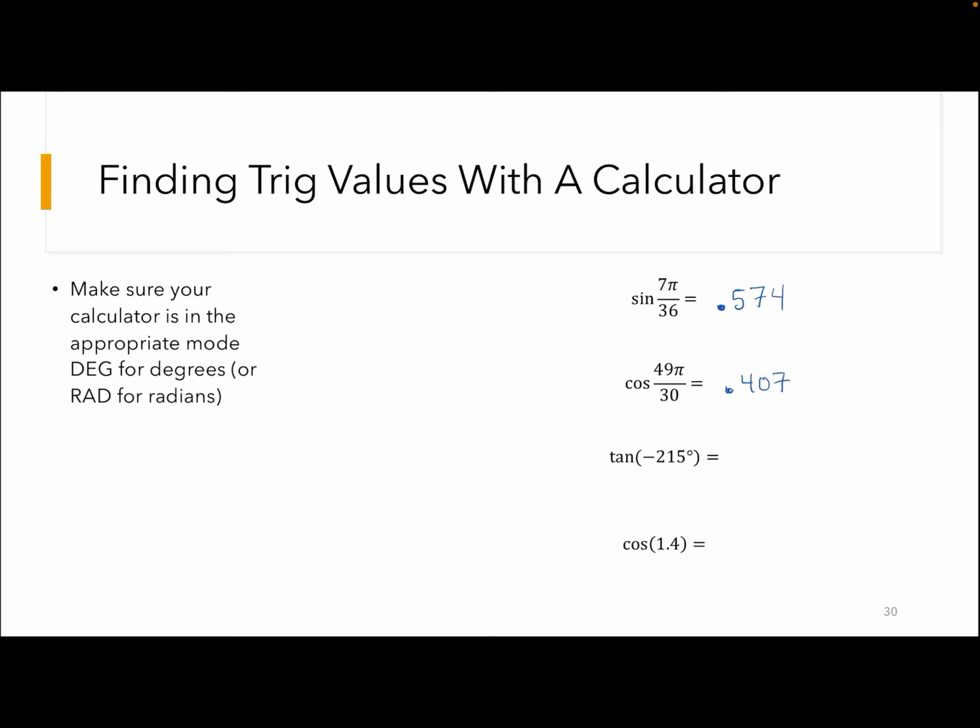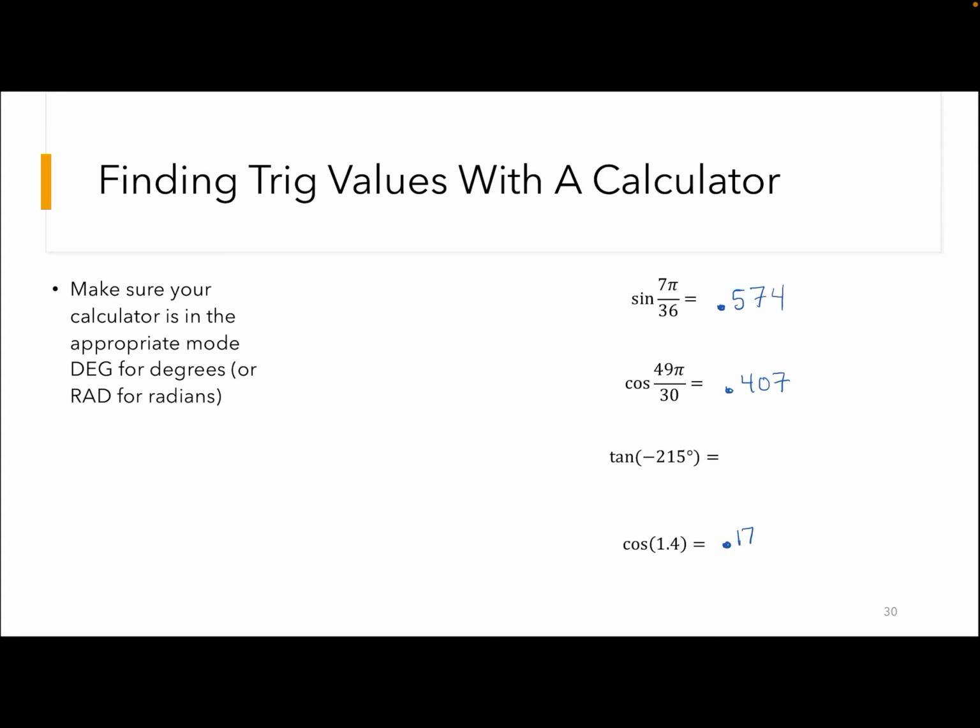Let's do the last one because it's also in radians. We don't have a degree symbol, so that's how we know it's in radians. The cosine of 1.4 is, rounded to 3 decimal places, 0.170.